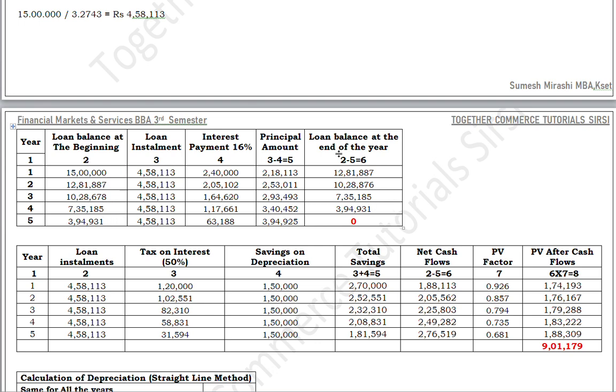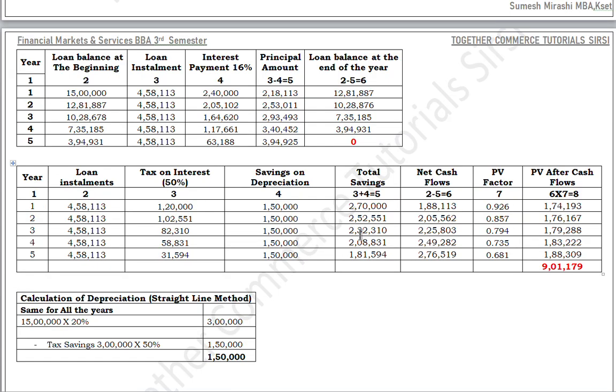In this way you can solve this table, and the final answer will be negative or 0, or if there is a single digit number remaining, please make it 0.